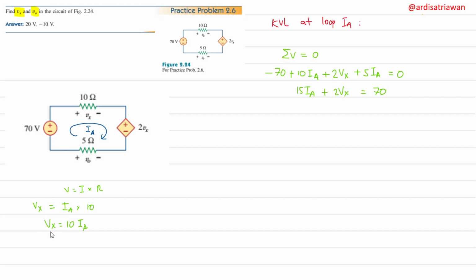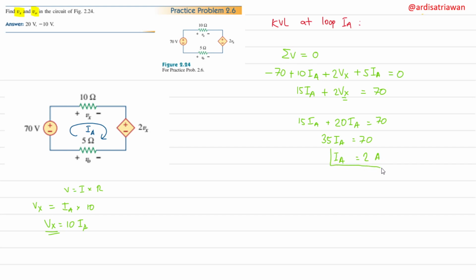So we can plug this Vx into this equation. We'll have 15 IA plus 2 multiplied by 10 IA, which is 20 IA. Okay, and that will equal 70. We can add these up, so 35 IA is equal to 70. And so we can conclude that our loop current here is 2 ampere. Okay.